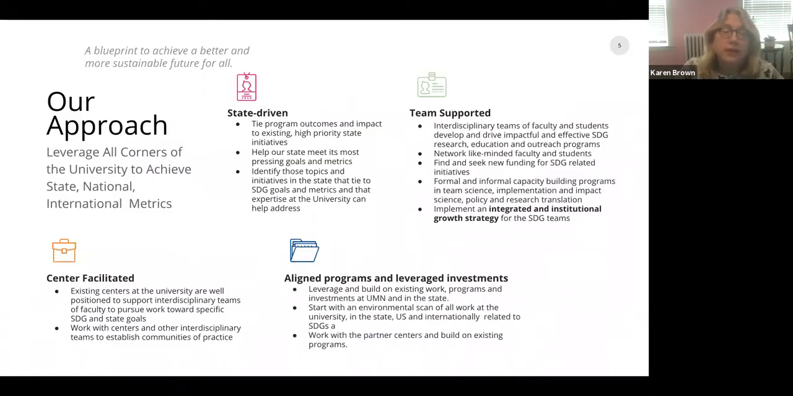The approach we're taking in the Sustainable Development Goals initiative at the University of Minnesota is to really focus on issues that are important in a local to global context. So we're looking at Minnesota state priorities and looking at how the University of Minnesota's work can help support those priorities. We're also looking to support and to build on the work of teams and interdisciplinary groups within the University of Minnesota, including a number of our interdisciplinary centers. We hope to build on that existing work to both expand it and enhance it.